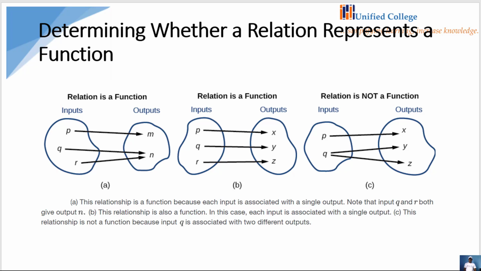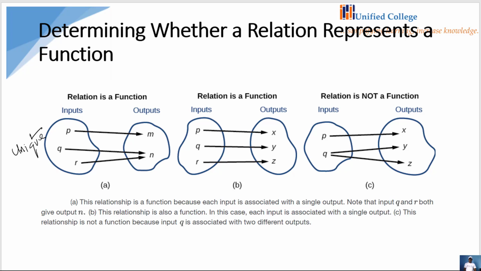Example A is showing input PQR mapping to output MN. Now as you can see, each of these inputs is unique; none of them is repeated. It doesn't matter if the output is repeated. All we are concerned with is that the inputs, each and every one of them, are unique.